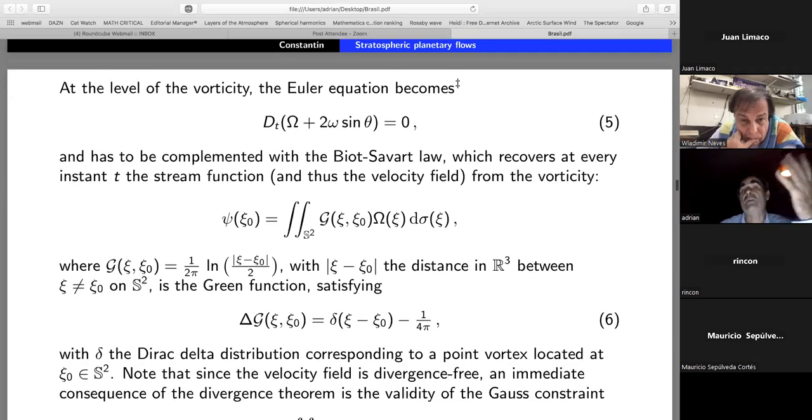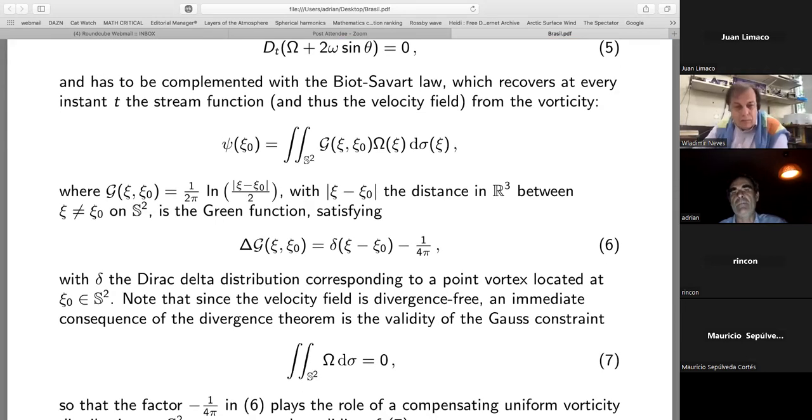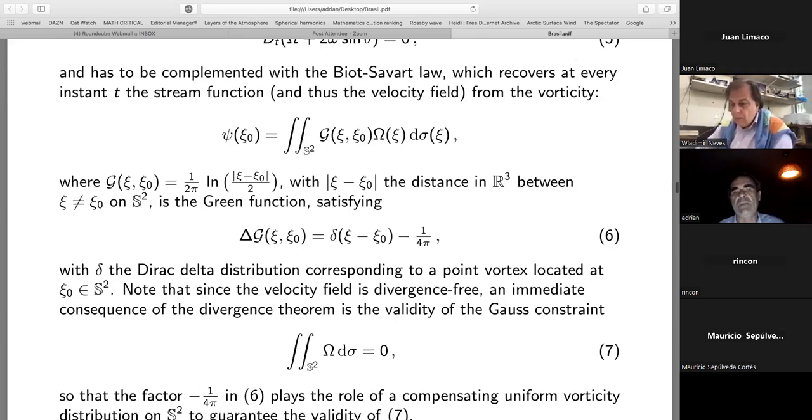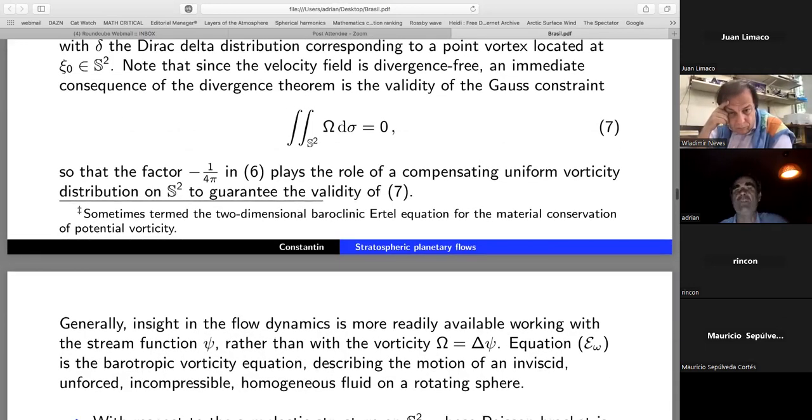So basically what I'm looking for is the stream function psi. And if I have the stream function, then the velocity field is related to omega, the vorticity, big omega. And this is how from the vorticity I find the stream function. There is a law called the Biot-Savart law. This is the Green function. And I have a constraint here that has to be 0. This is the so-called Gauss constraint. So if I have a stream function with vorticity satisfying this integral constraint, I can find the flow.